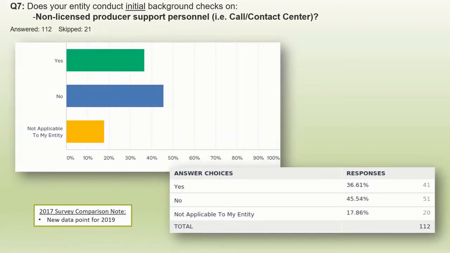For non-licensed support personnel, this was a new data point that we were looking to collect this year. We have not asked it in previous years, but in previous years we did see in several of the other or text type responses that they would conduct different screenings for non-licensed producer support personnel. So in this case, this is our first data set, nothing to really compare it to. 36% say yes, 45% say no, and 17% say it's not applicable to their entity. If you just look at the yes and no's, it's not a 50-50 split, but I don't know, 40-60, doing the math off the top of my head, approximate.